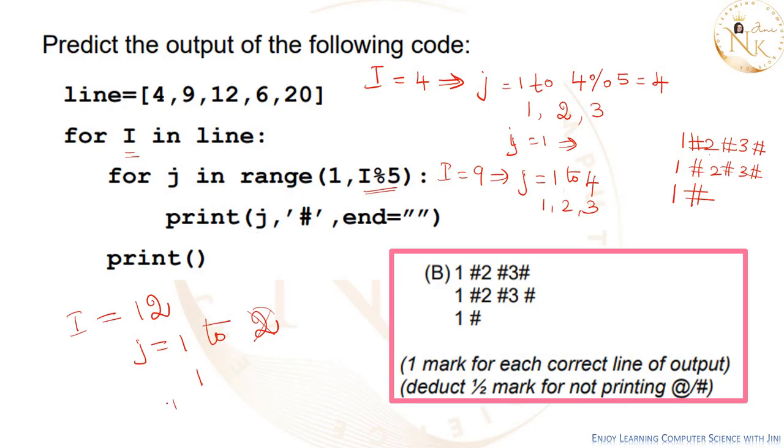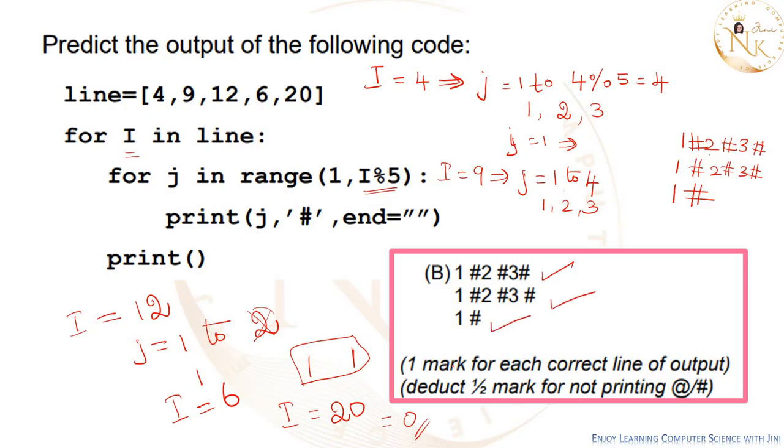So next value of I is 6. Okay. So what is 6 modulus 5? 1. So starting value is 1 and ending value also 1. So nothing will be there. No elements will be there. So there is no output. Now 20. The next value of I is 20. 20 modulus 5 is 0. So here also nothing will be displayed. So your output is this one: 1 hashtag, 2 hashtag, 3 hashtag, 1 hashtag, 2 hashtag, 3 hashtag, 1 hashtag.